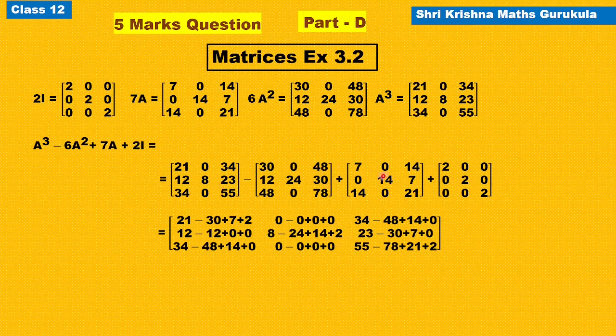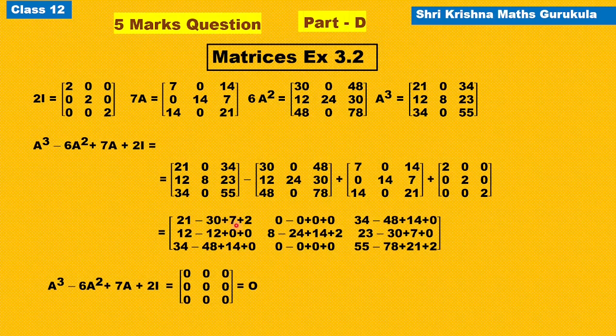23 minus 30 plus 7 plus 0. This one. Then 34 minus 48 plus 14 plus 0. So this one. Then 0 minus 0 plus 0 plus 0. So this one. Then 55 minus 78 plus 21 plus 2. So this one. So if we simplify this, we should get a null matrix. So when something like this is asked, you know what your answer should be. So if at all you don't get the required answer, you can always go back and check your simplification or multiplication and get the things right.